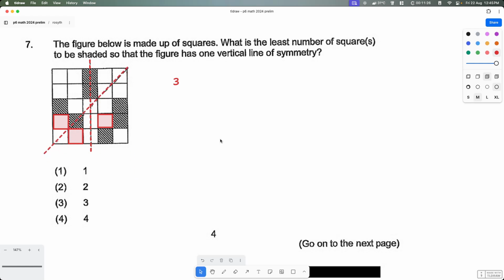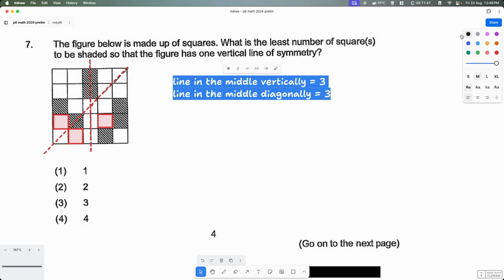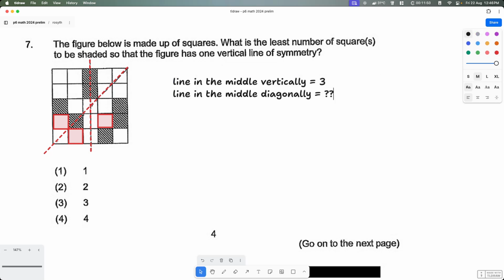So for this, let's say line across, line in the middle, vertically takes 3. Okay, line in the middle diagonally, will take how many? So let's count. So let's remove the red again. Then this time let's put this here, make it blue. Okay, so let's do a cross.